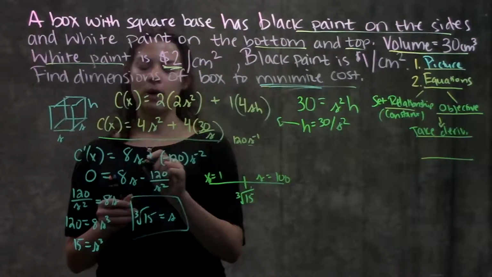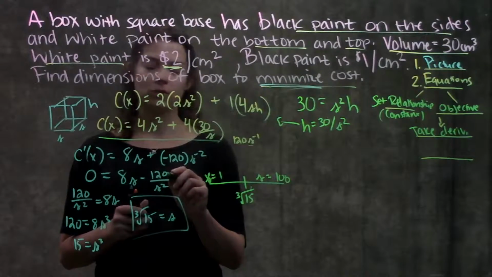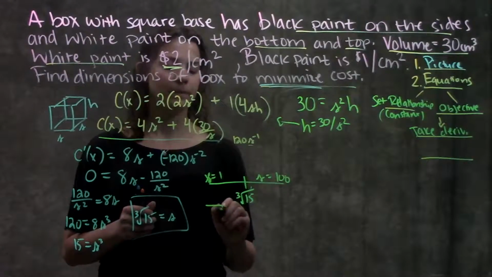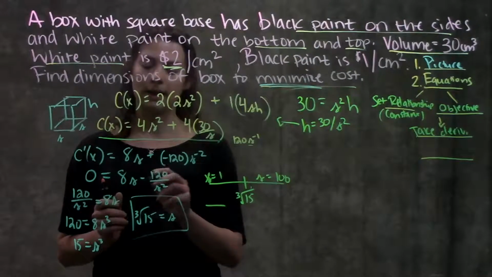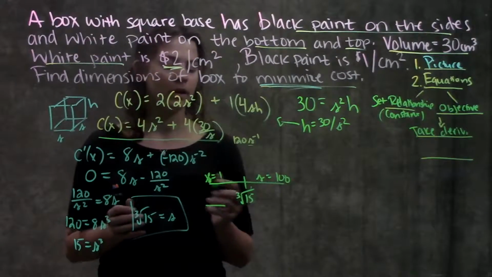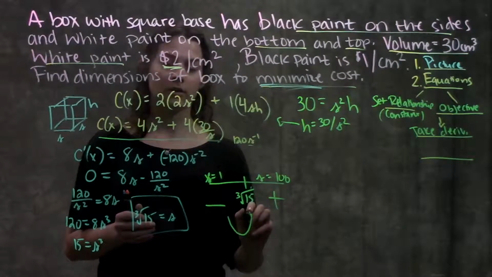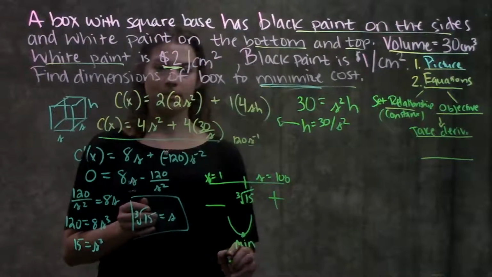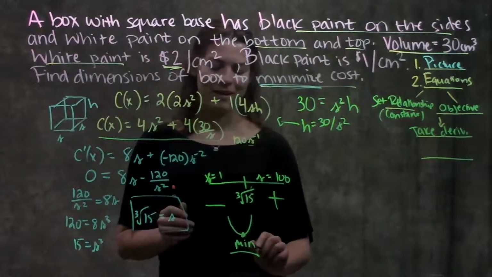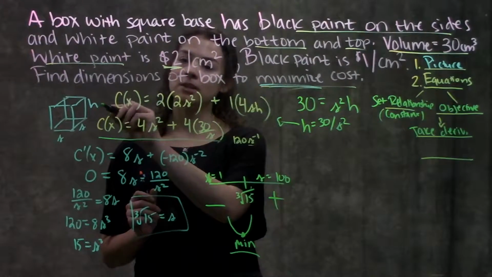If I plug 1 into this value, I'll get 8 minus 120. This will be negative. And if I plug 100 into this value, I'll get 800 minus a really, really small number. This will be positive. Since it's going from decreasing to increasing, I know that this critical point is in fact a minimum. Good news. Okay, so I have my dimension for s, but I still need my dimension for h.